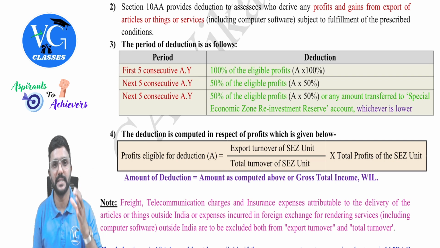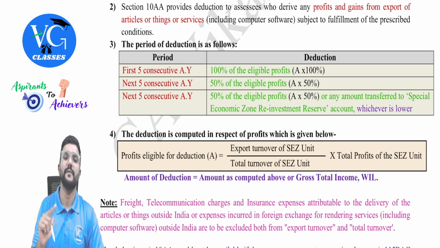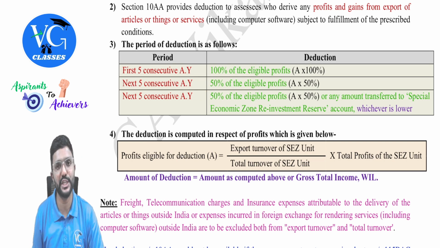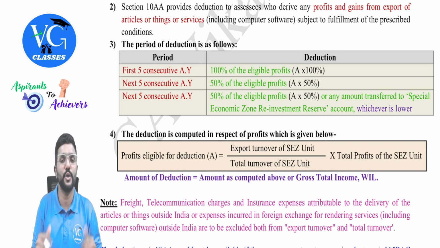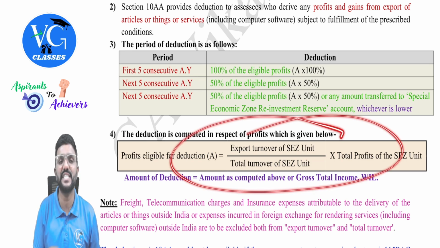Whereas for the next 5 years, that is from 6th year to 10th year, 50% of the eligible profit will be allowed as deduction under section 10AA. And please be careful, every year eligible profit will be changing. It will not be same. Obviously, profit and turnover of each year will be changing, guys. So we need to do this calculation for each and every year.